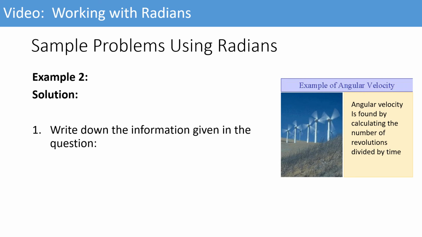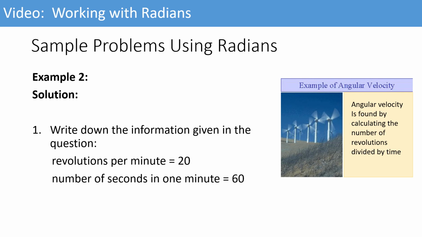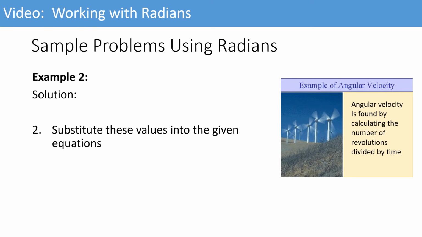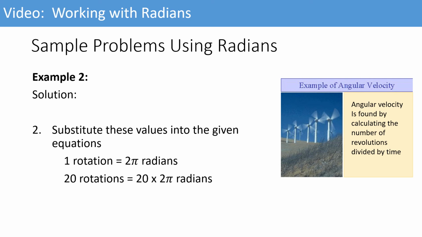Write down the information given in the question. The revolutions per minute is 20. The number of seconds in 1 minute is 60. Substitute these values into the given equation. One rotation is 2 pi radians. 20 rotations would be 20 times 2 pi radians, which is 40 pi radians.